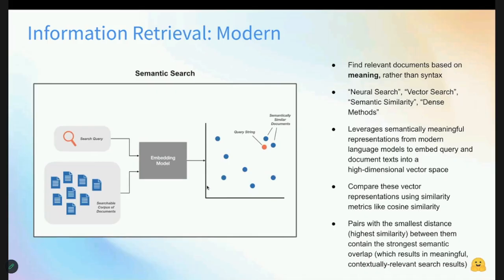And then you get your search query and you also put that into the same vector space. Then you can compare the query to each of the documents and see which of these have the closest distance in vector space. As long as you have an embedding model that meaningfully encodes semantics, the closest vectors in vector space are going to be the most semantically similar documents. And so this is the general idea behind this newer approach to search.